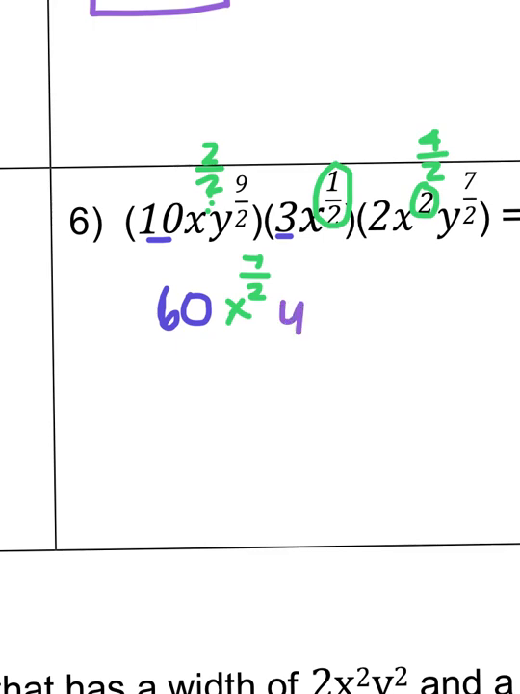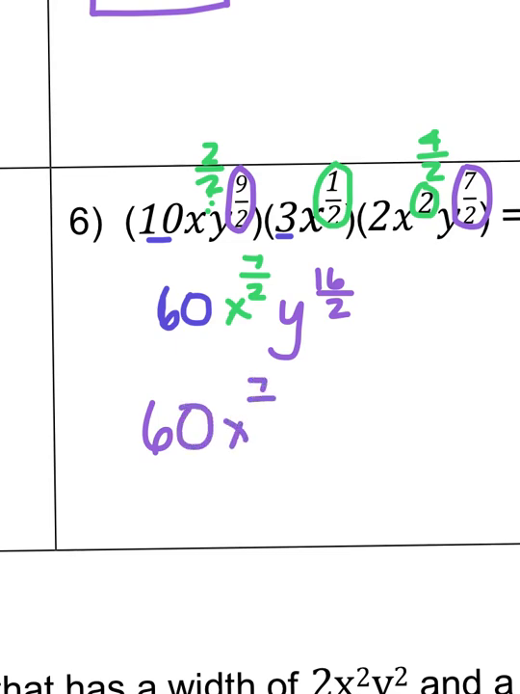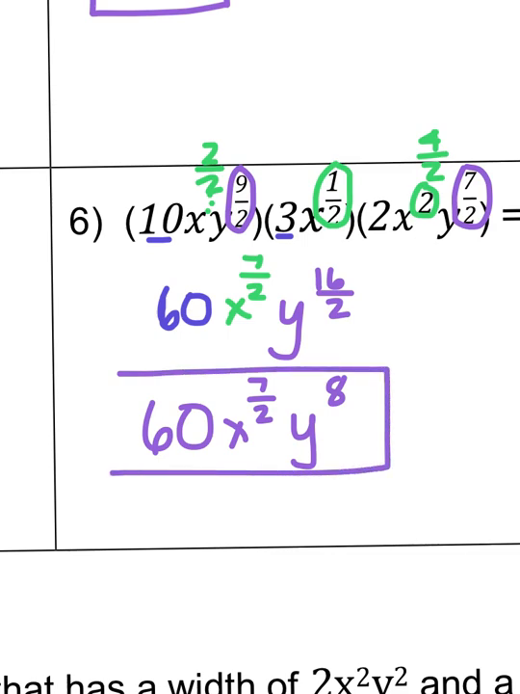Now let's look at the base of y. We have 9 halves and 7 halves. So 9 plus 7, that would be 16 halves. That is still not simplified. So as we simplify that, 16 divided by 2 is 8. So let's rewrite it. We'll have 60 times x to the 7 halves times y to the 8th. And that is our final answer. Please box, cloud, or circle your answer.